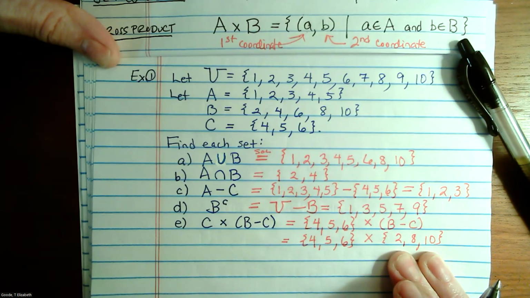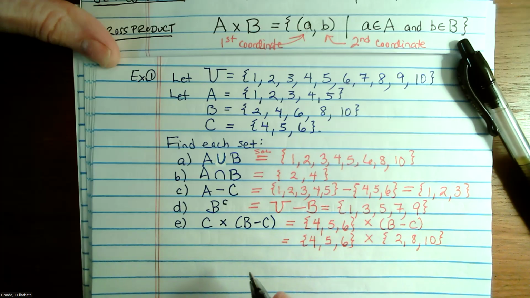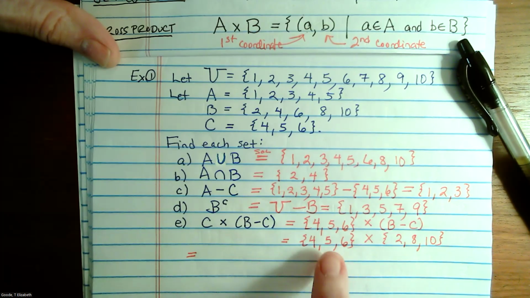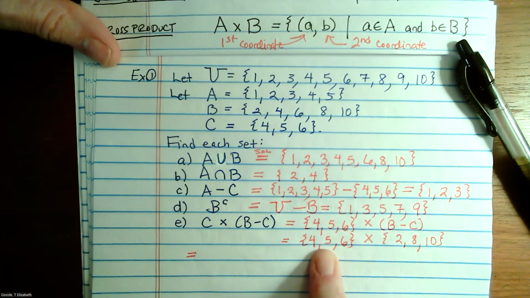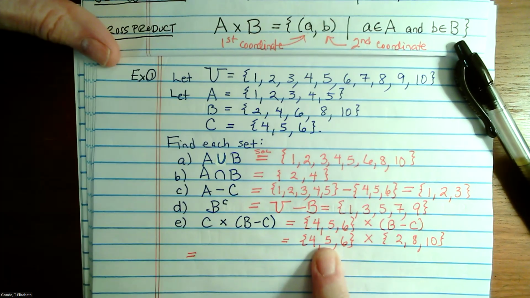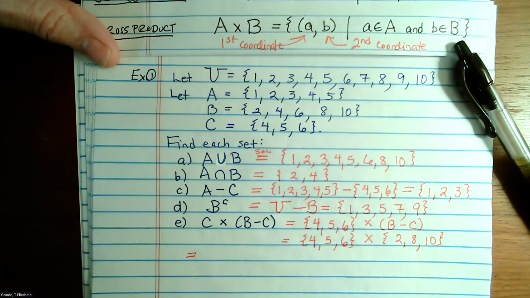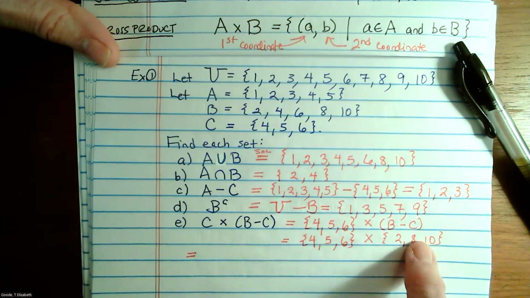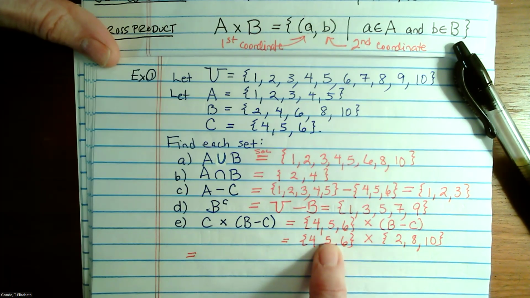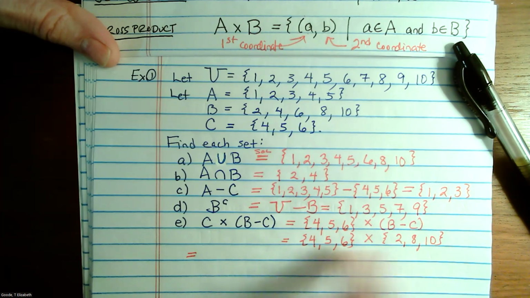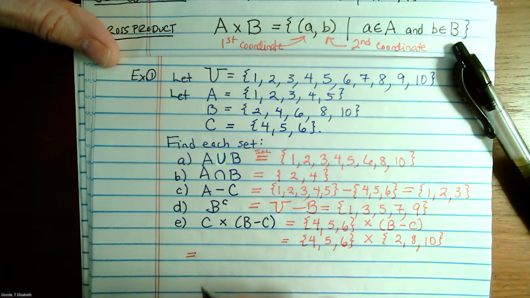And now we're going to build the set that contains all the ordered pairs where the first coordinate comes from the set C. So the first coordinates are 4, 5, or 6, and the second coordinates come from the set B minus C. So second coordinates are 2, 8, or 10. And this is an example where we don't have any elements that are shared, but it is possible that you could have an element that appeared both as a first and second coordinate if you had a shared element in the intersection of the two sets that constitute the cross product.